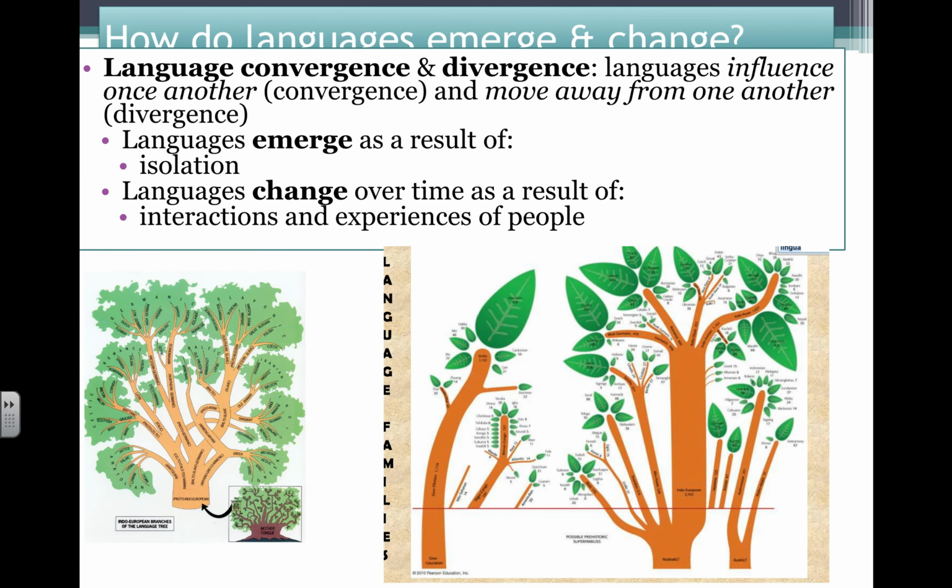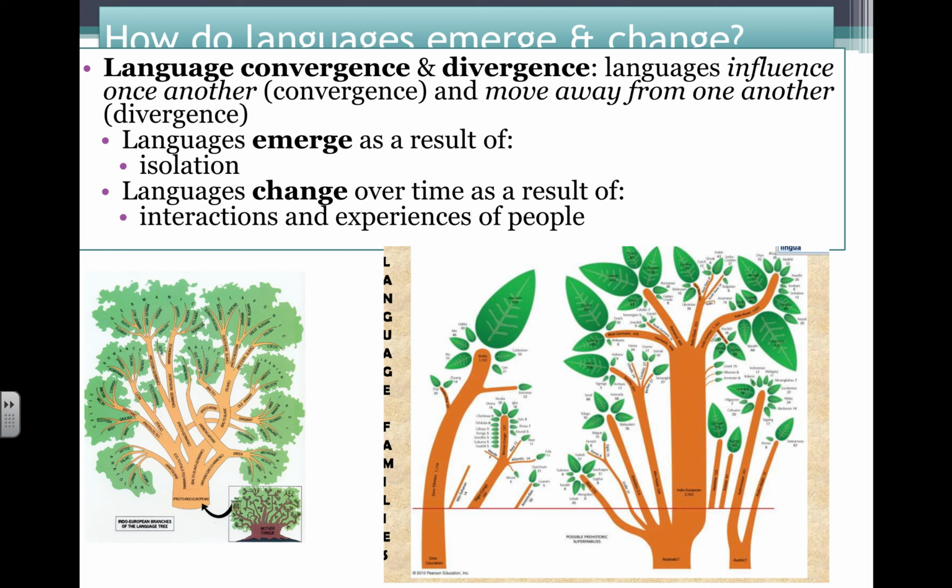Okay, so back to our real essential question: how do languages emerge and change over time? There's something called language convergence and language divergence. Convergence, just in general, if lines converge, you know in math that means they're coming closer together. And divergence is, of course, moving farther away from one another.